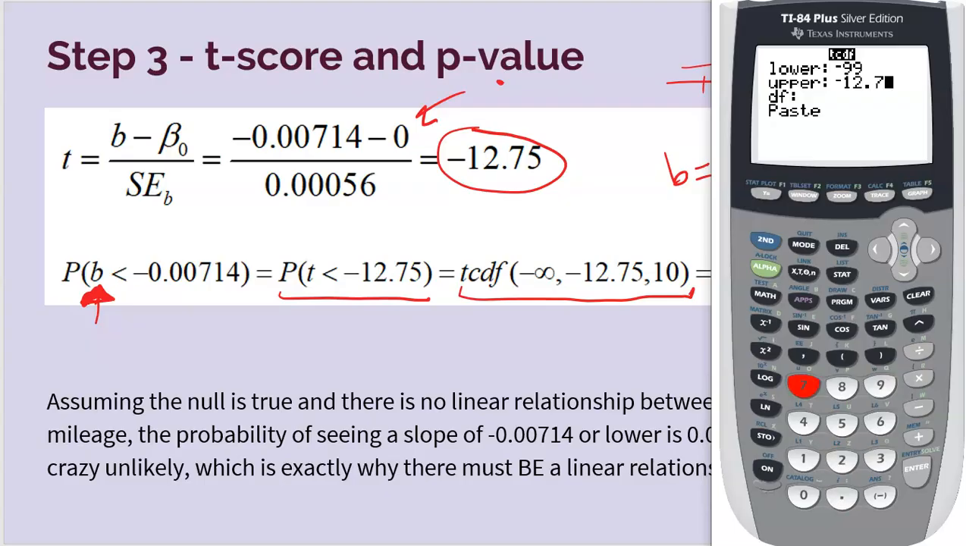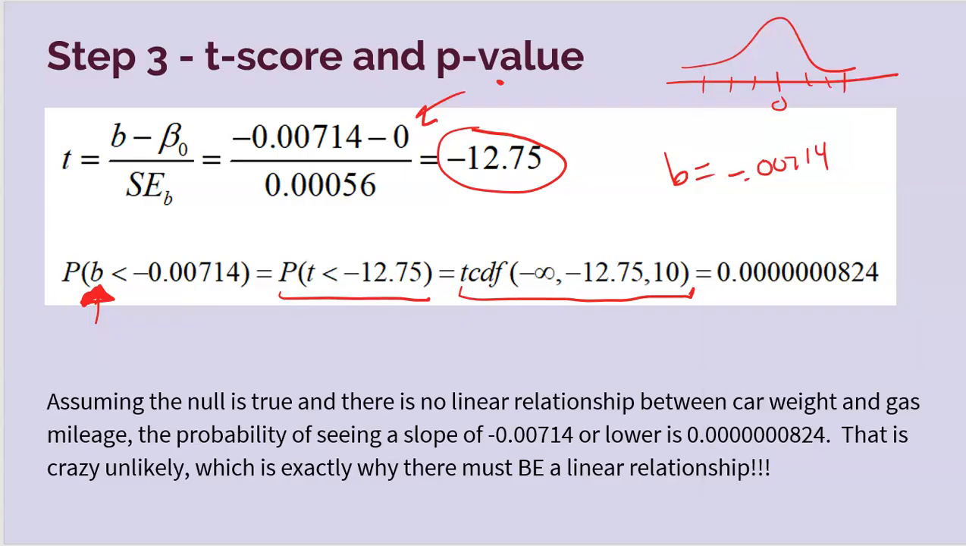12.75. And remember, I had 12 cars. That's 10 degrees of freedom, sample size minus 2 here. And we get 8.24. But wait a minute. Check out this e to the negative 8. That means I got to move the decimal 8 times to the left, which actually produces 7 zeros. So that's 0.00000000824. Okay? So that is my p-value.